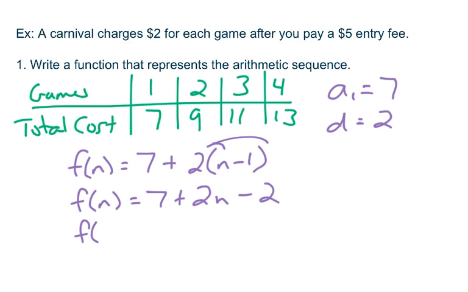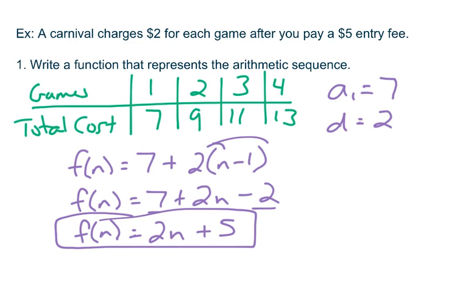Then we can combine our like terms. We still have the 2n, that'll come first. 7 minus 2 is plus 5. And that should make sense. The 5 represents the one time you have to pay, and then $2 times the number of games. This would be our equation for the sequence in number 1.